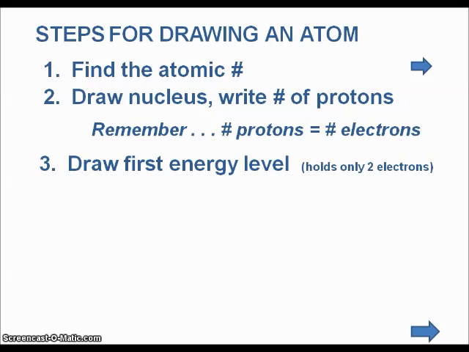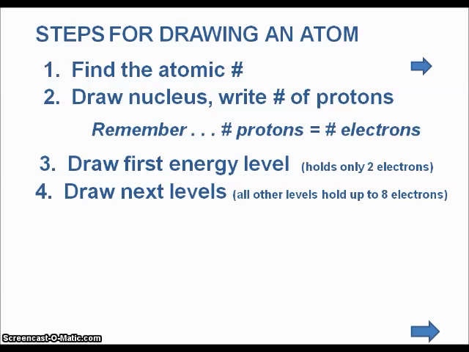But here's the thing, only 2 electrons can be found on that first energy level. Only 2. So if you have more than 2 electrons to draw in, that means you need to draw another energy level. But each energy level after the first one holds up to 8 electrons. So first energy level is 2 electrons. Any other level after that is 8 electrons.